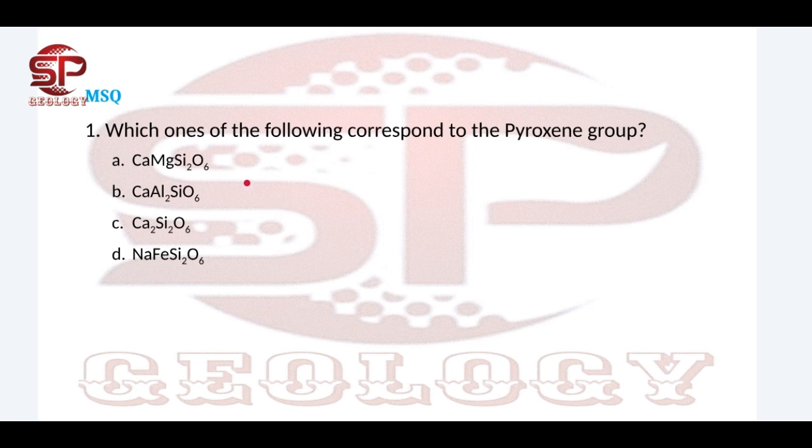Which of the following corresponds to a pyroxene group? Here CaMgSi2O6 diopside belongs to pyroxene. Then NaFeSi2O6 aegirine belongs to pyroxene. Then this Ca2Si2O6, it is your CaSiO3, it is wollastonite, doesn't belong to pyroxene, it belongs to the pyroxenoid group. And this one belongs to the pyroxene group. So these three, A, B, and D, belong to the pyroxene group.